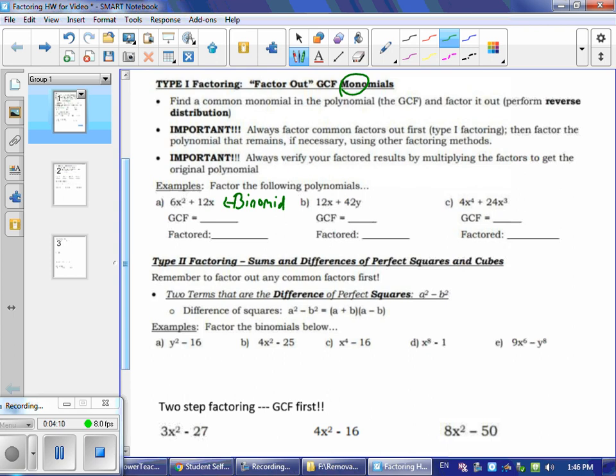Within the binomial, each term has a common variable of an x. Each term also has a coefficient, or the number part, of a 6 and a 12, of which there is a number, and actually multiple numbers, that go into both 6 and 12 evenly. We are looking for the biggest. So the biggest number that goes into both 6 and 12 is 6. Okay, 6 goes into 6 once, 6 goes into 12 twice. It's the biggest number that goes into both of them. Some people might think, well, it's 12. No, that's different. 12 goes into 12 evenly. It does not go into 6 evenly.